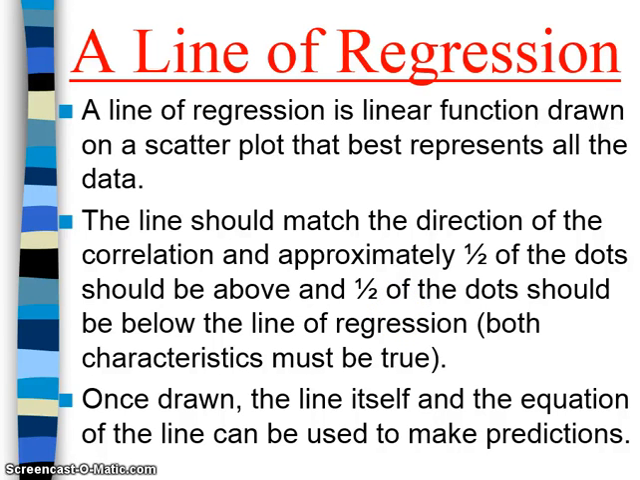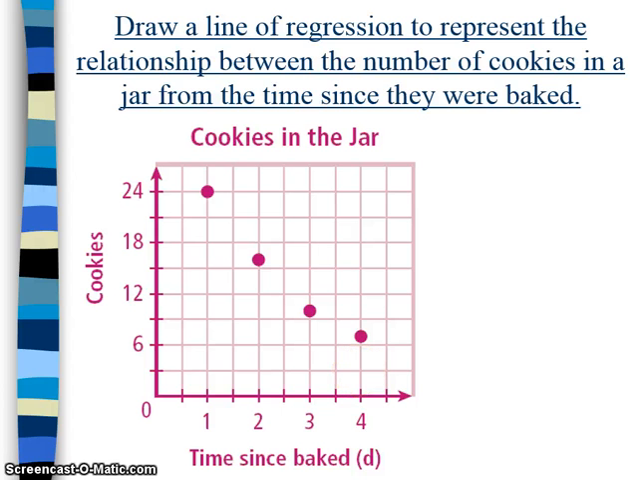Once drawn, the line itself and the equation of the line can be used to make predictions, and we'll focus a little bit more on that a little later in the lesson. So let's first talk about drawing a line of regression. Here we have this scatter plot that represents the time since cookies have been baked and the number of cookies left in the jar.